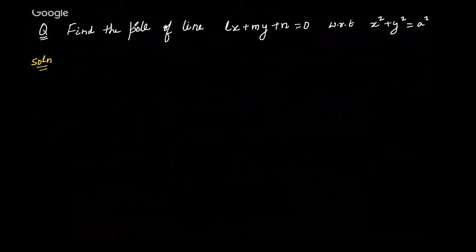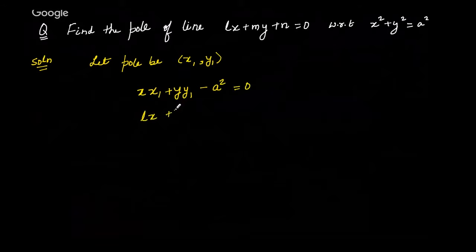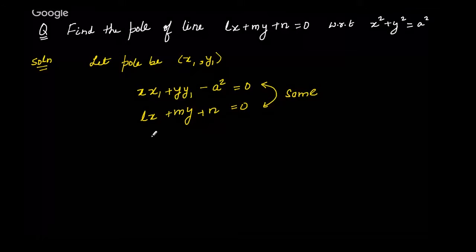Okay, done. Very easy. So guys, we'll assume the point from where you are drawing this polar. Let the pole be x1, y1. So we know that if the pole is x1, y1 and this is our circle, x square plus y square is equal to a square, the equation of the polar would be this, right? Or in other words, it will be this, and this is the same as Lx plus My plus N equal to 0. So these two equations, I'm claiming that these are the same equations because as per the question, this is the polar. Now we can compare the coefficients.